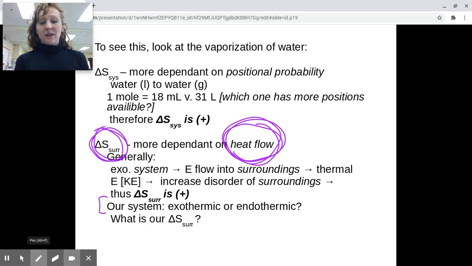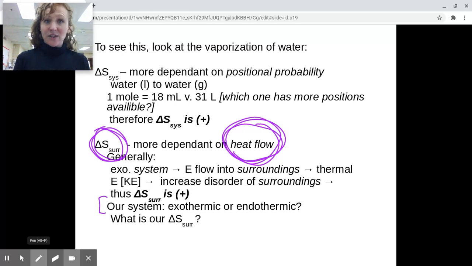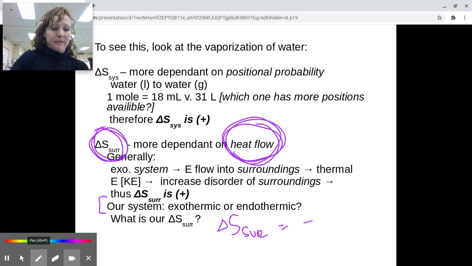Is our system endothermic or exothermic? Well, in order for liquid water to turn into gaseous water, does energy have to be absorbed or released? Energy has to be absorbed, right? Liquid water absorbs energy and turns into gaseous water. So heat is flowing out of our surroundings into our system. And so our surroundings lose that heat flow. They become more ordered. And so entropy of the surroundings is going to be negative.